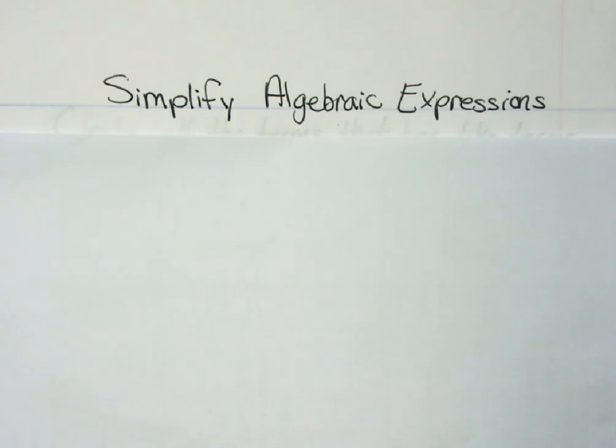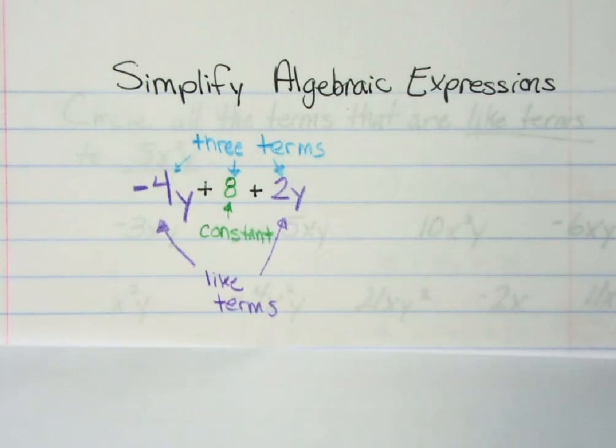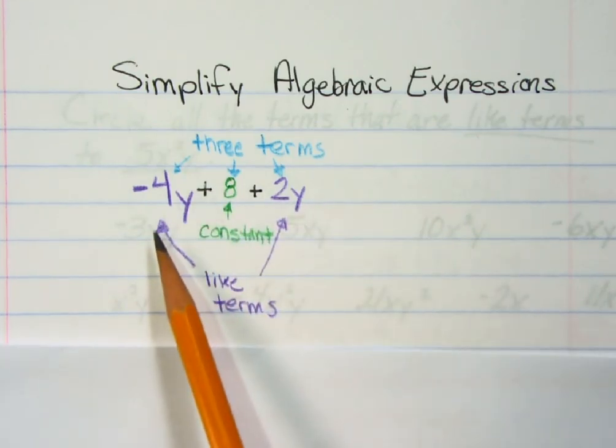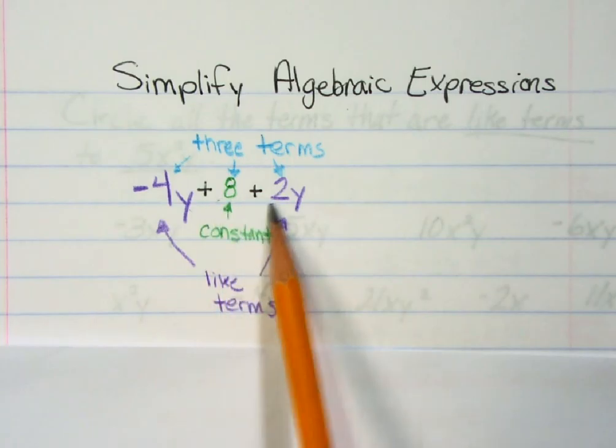All right, we're simplifying algebraic expressions for the beginning of fourth quarter. You heard me in class today talk about terms and constants and like terms, and so I wanted to give you an actual definition of this stuff. So if you take a look here, negative 4y plus 8 plus 2y.